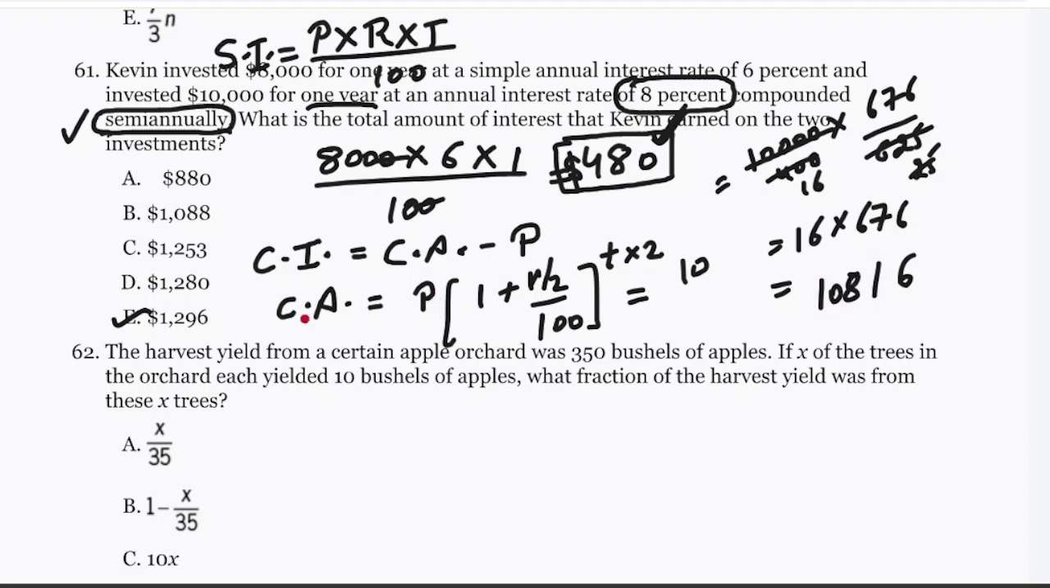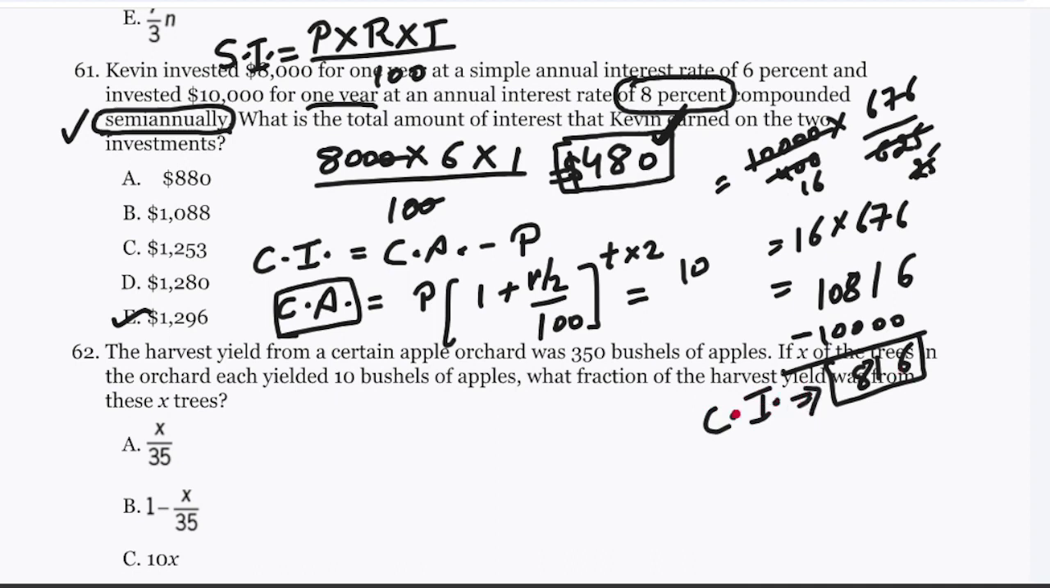Now this is the compound amount. To find compound interest we have to subtract the principal also. So we get 816. That is my compound interest. Now if I add both the simple interest and the compound interest, 1,296. Is it clear now?